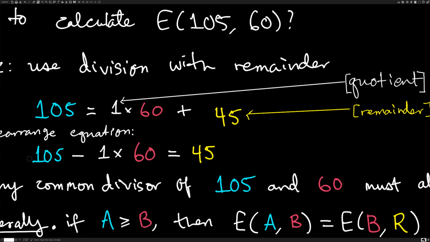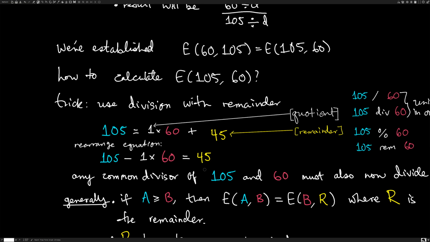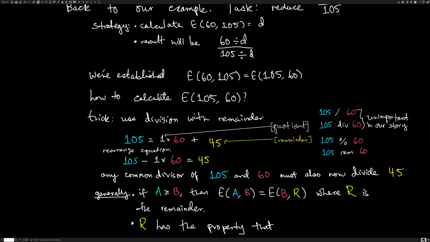So if you imagine, let's say, 3 is a common divisor of 105 and 60. If we divide both sides of this equation by 3, what we'll get is integer minus integer must equal integer. Any common divisor of 105 and 60 will certainly divide the left-hand side of this equation, and therefore anything that divides the left-hand side must also divide the right-hand side, which is just 45. So any common divisor of two numbers must also divide their remainder.